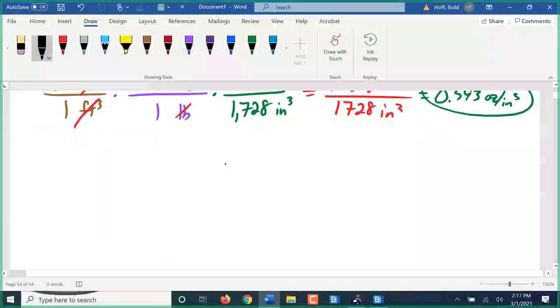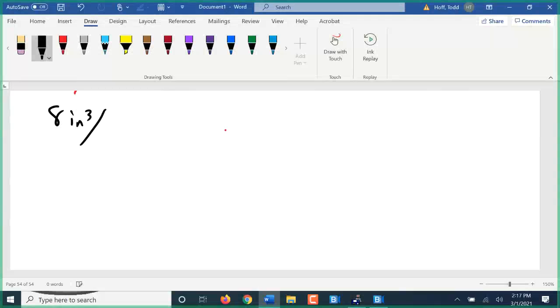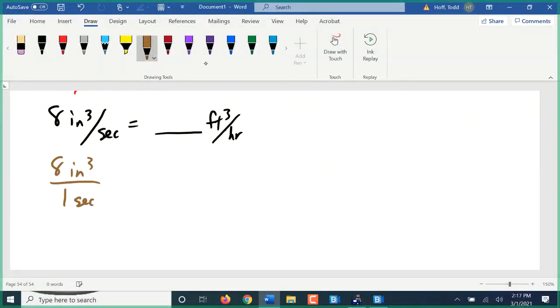We have other rates that we might be looking at. We might have a time-based rate. Similar to our gallons per hour, we might have 8 cubic inches per second, and we need to convert that into cubic feet per hour. 8 cubic inches over 1 second. And we have to convert the cubic inches into cubic feet. 1 cubic foot, again, is 1,728 cubic inches. That cancels the cubic inches.